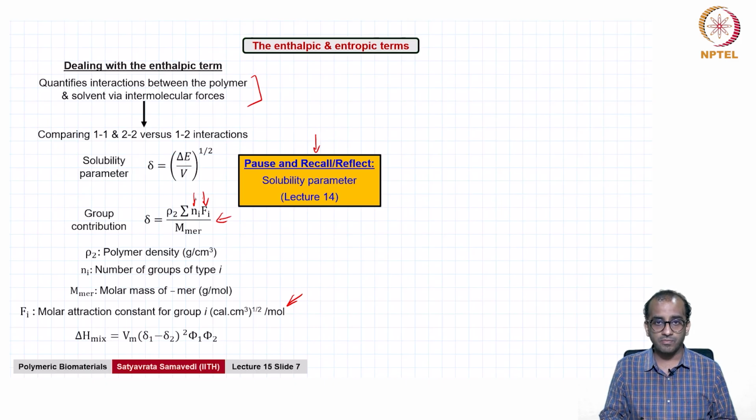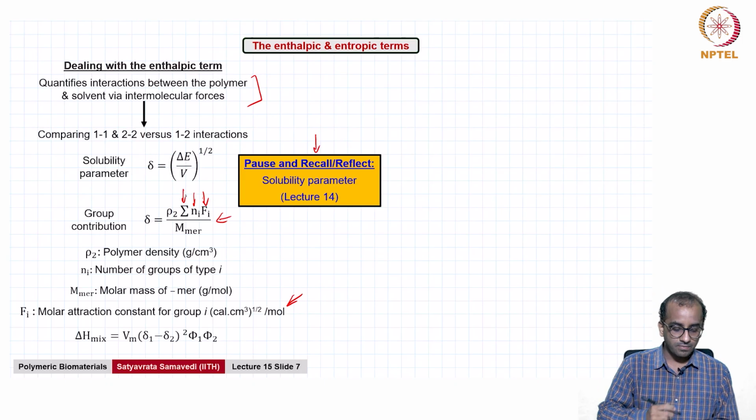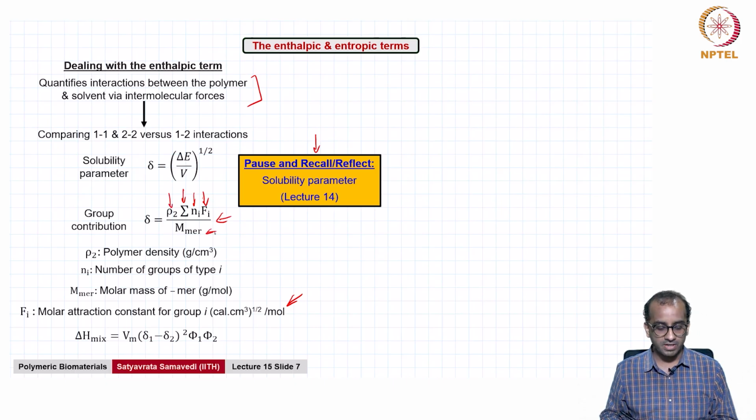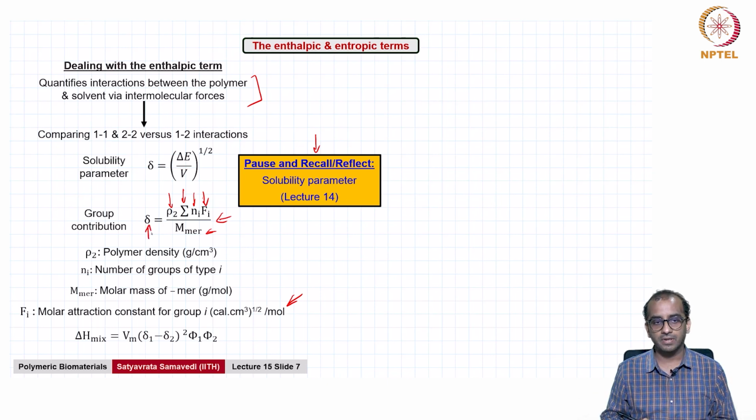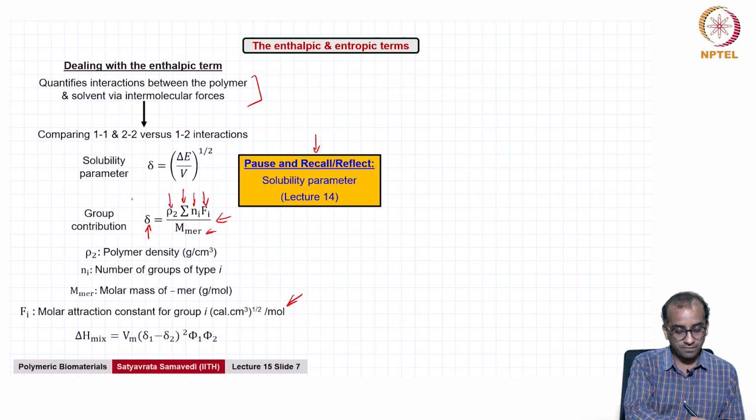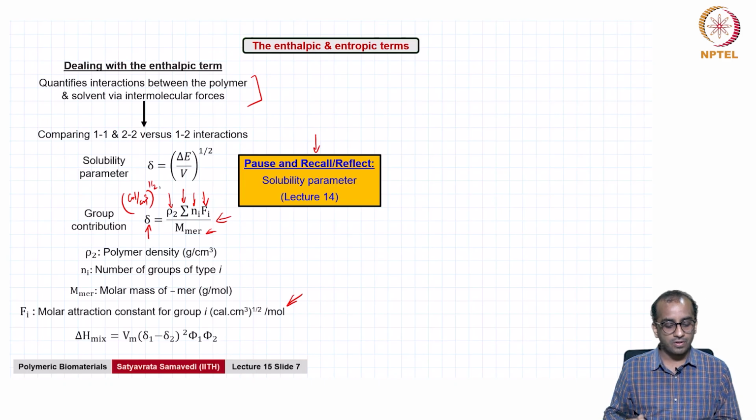If you have multiple benzyl, then you will have to account for those many numbers using Ni, and you sum over all that. Rho 2 simply represents polymer density and m is the molar mass. So, from this equation you can now access delta, which is the solubility parameter for the polymer itself. I will leave it to you as an exercise to convince yourselves based on the units here that you will get back the units of cal per centimeter cube to the half for delta.